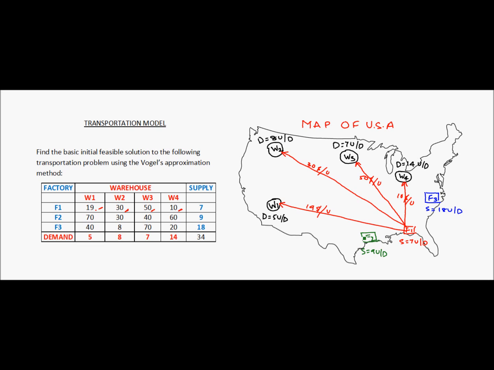Similarly for F2, from F2 to W1, the unit cost is $70 per unit. From F2 to W2, the unit cost is $30 per unit. From F2 to W3, the cost is $40 per unit. And from F2 to W4, the unit cost is $60 per unit. Similarly for F3, F3 to W1 is $40 per unit.